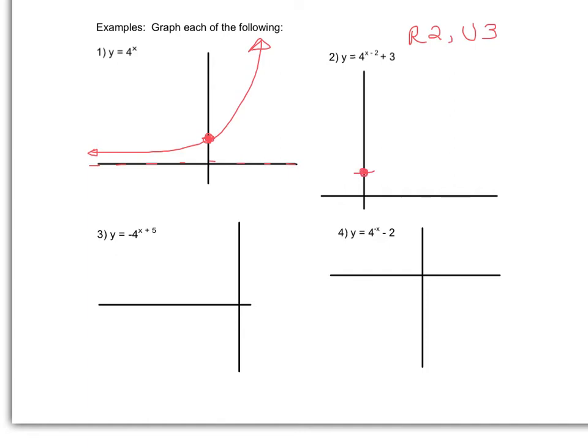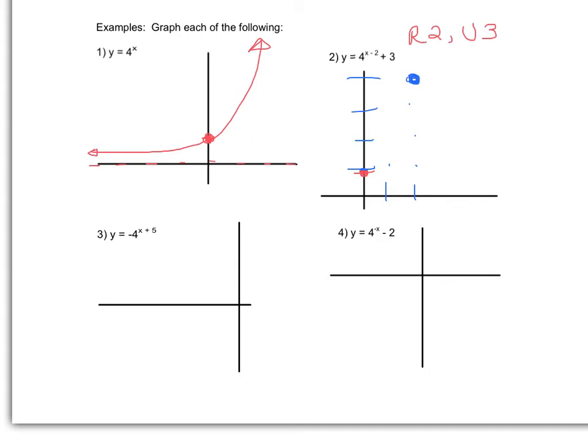But because I'm going to go right 2, I'm going to use my different color to go right 1, 2. And I'm going to go up 3: 1, 2, 3. And so I'm going to go ahead and take this point. I'm going to shift it right 2 and up 3. And that's where my intercept moves to. That's where my point moves to.